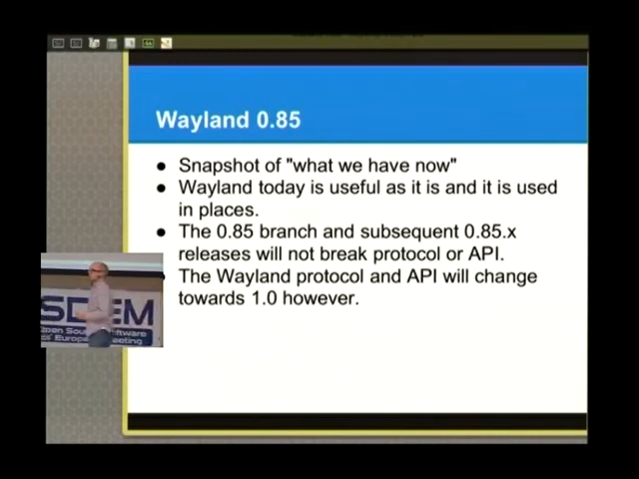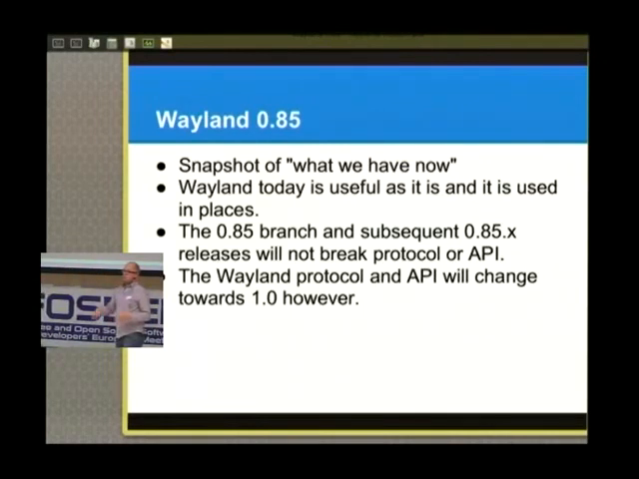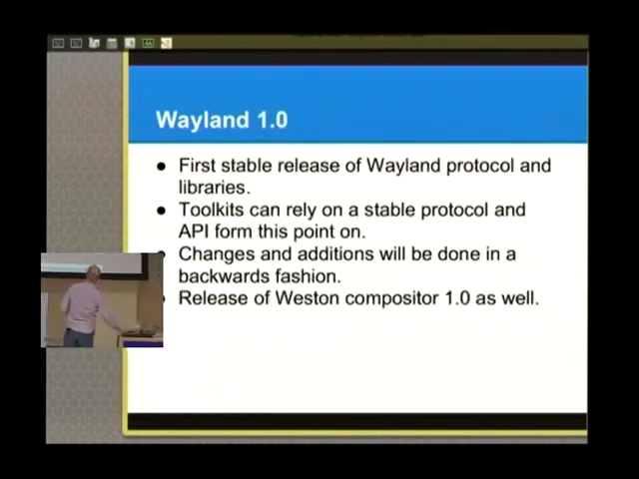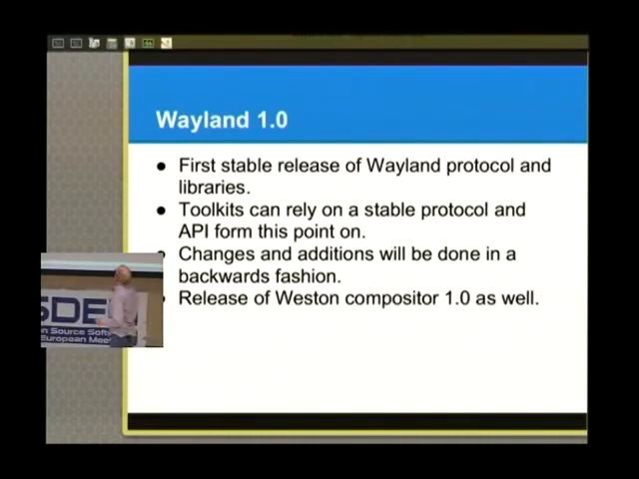But we're making a snapshot because it is in use, and it makes sense to keep the current protocol stable and have a stable release branch for that. So that's the idea with 0.85. 0.9 are the beta releases, and then at 1.0 we commit to the protocol and say this is done.